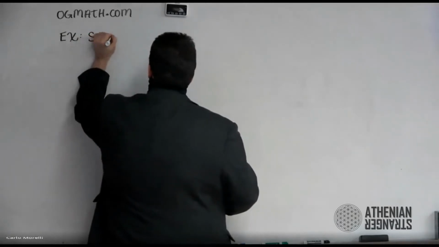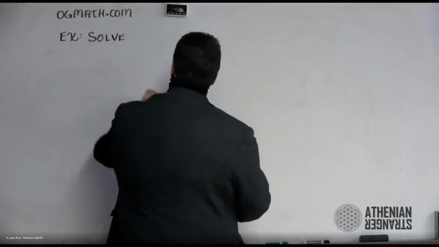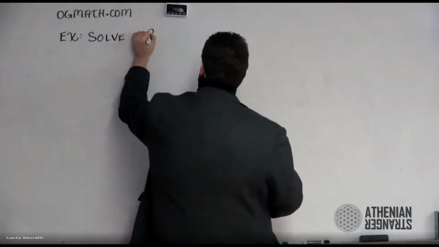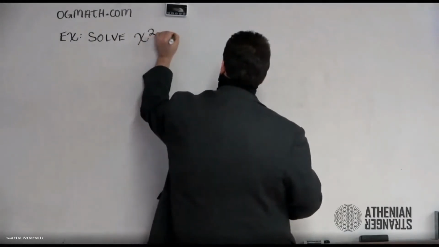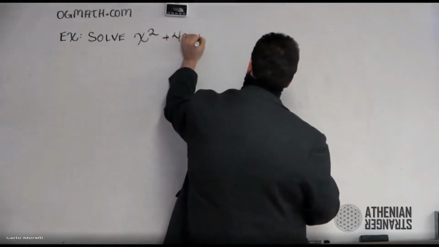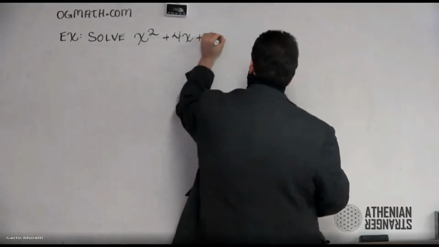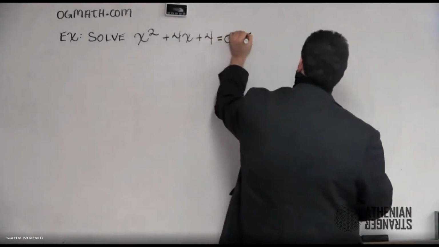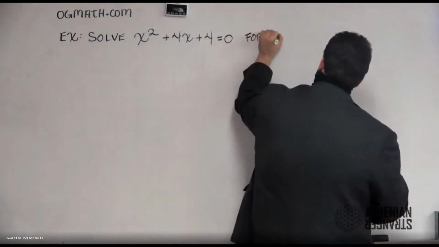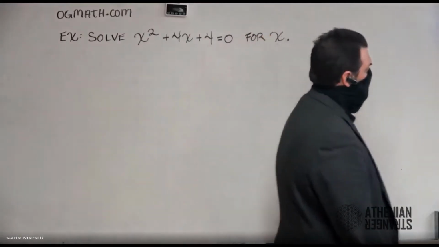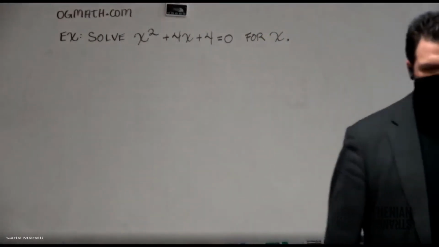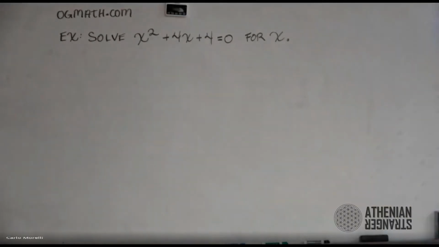Solve x squared plus 4x plus 4 equals 0 for x.